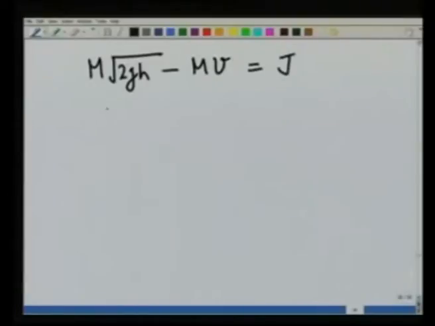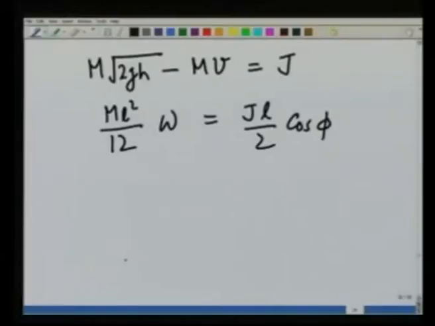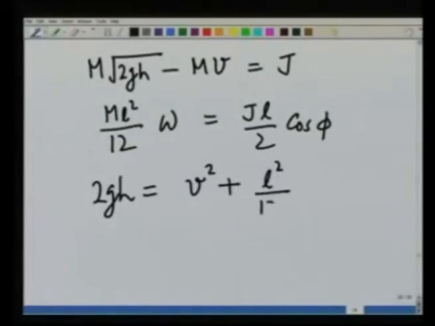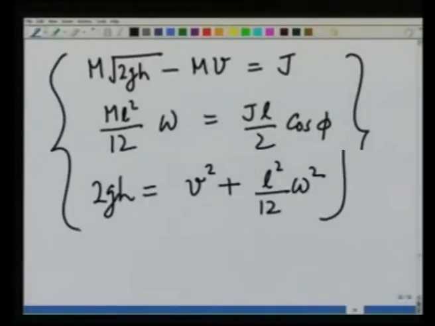So now I have got 3 equations to solve to get my answers. The 3 equations are m square root of 2gh minus mv equals j. Then I have m L squared over 12 omega equals j L over 2 cosine of phi, and the third equation I have is 2gh is equal to v squared plus L squared over 12 omega squared. Substituting things properly, I can get my answers from this, and this I leave as an exercise for you to solve.